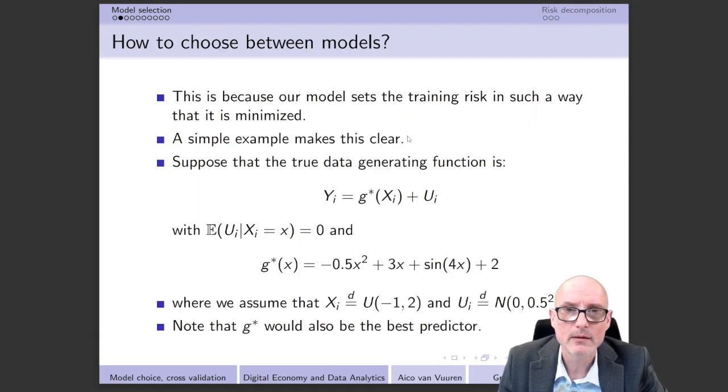That makes sense, because we should realize what the yi's are at the moment that we generate them. They are equal to the best predictor evaluated at a particular value of xi, plus an error term which is independent from this term, and which is simply a normal distribution.